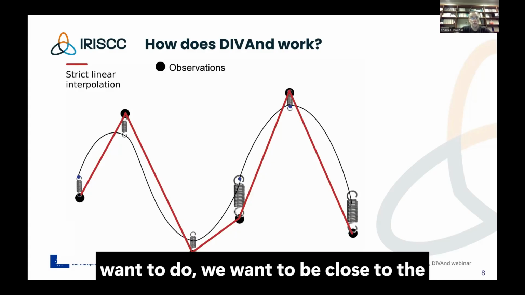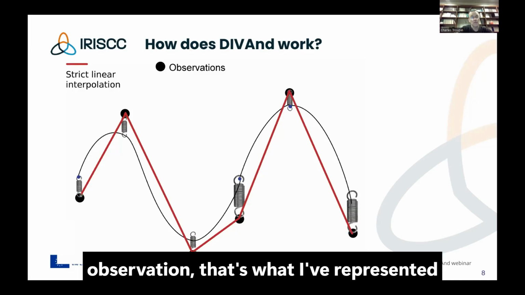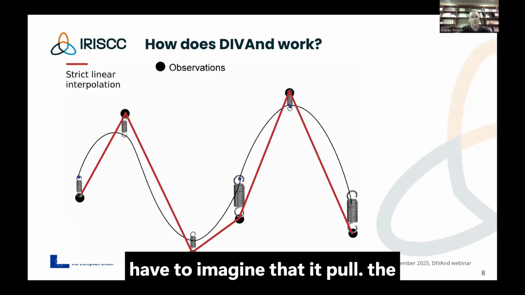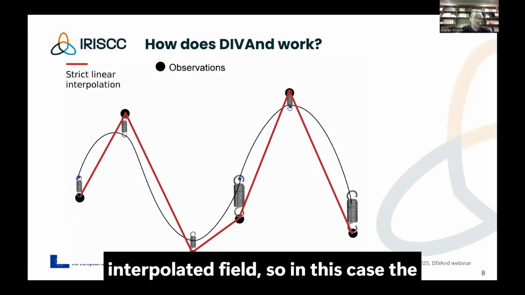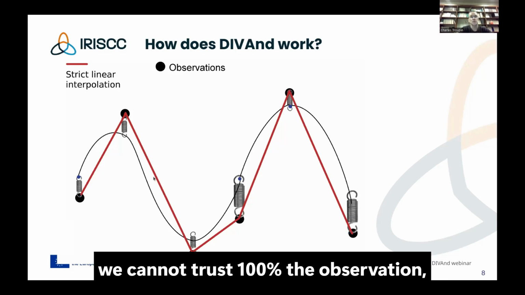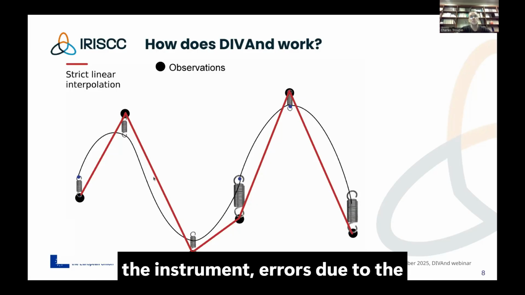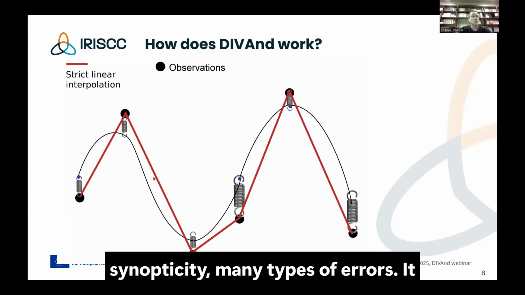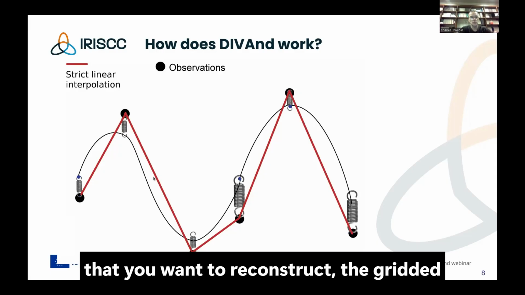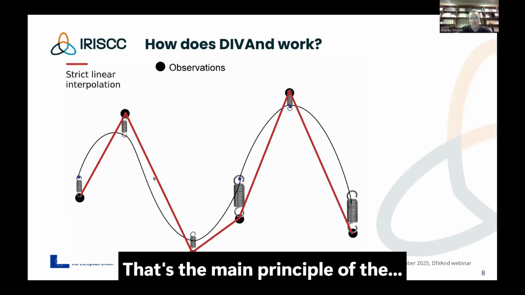But with DIVA, what we want is to be close to the observations, and that closeness to the observations is what I've represented by the springs here. You have to imagine that the spring pulls the interpolated field. So in this case, the black line is pulled toward the observations. Why do we do that? Because we cannot trust the observations 100%. We have different types of errors: errors due to the instrument, errors due to the synopticity, many types of errors. It means you trust the data, but the field that you want to reconstruct, the gridded field that we've seen at the beginning, should not be too close to the data. That's the main principle of DIVA.